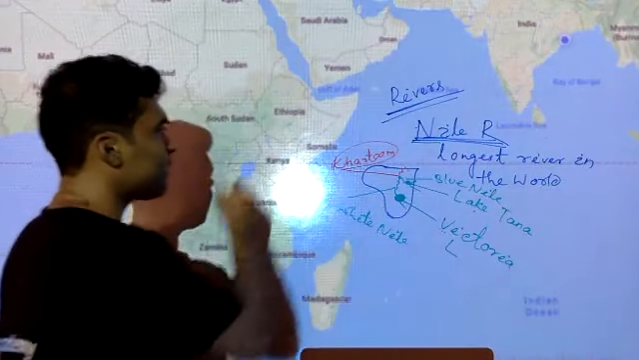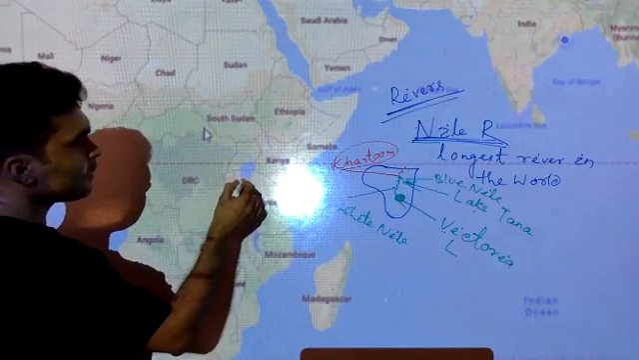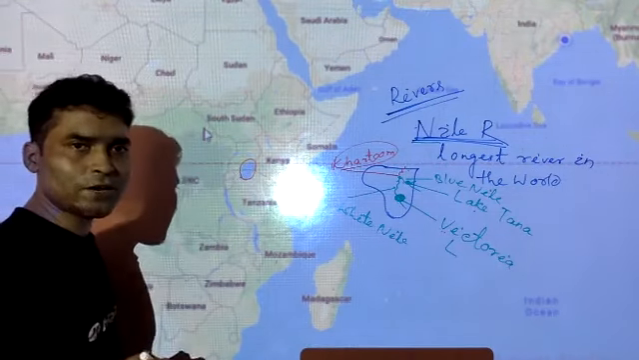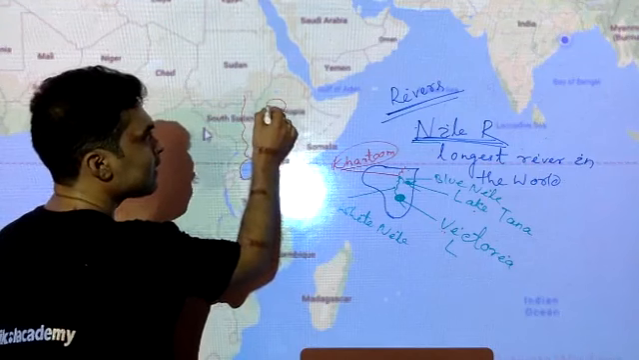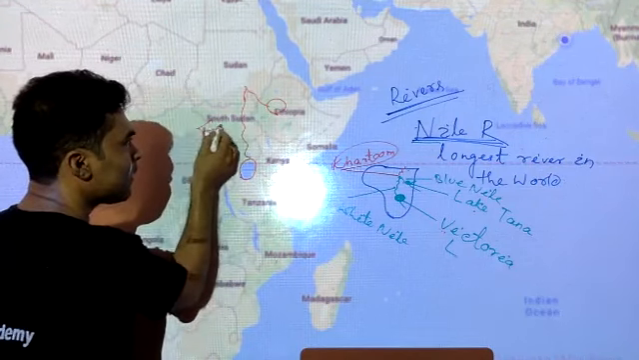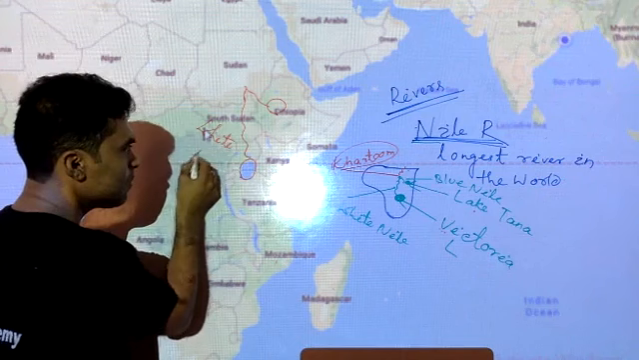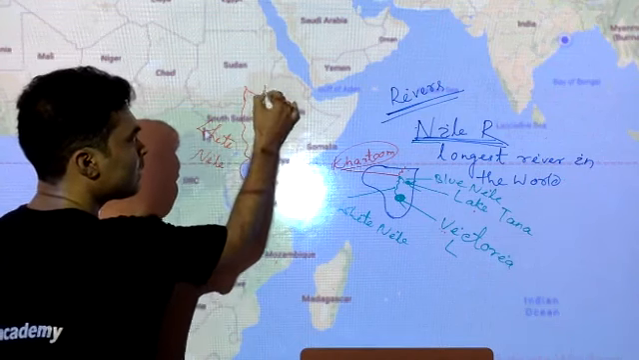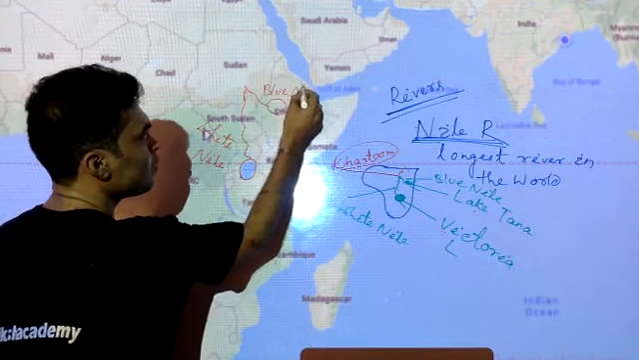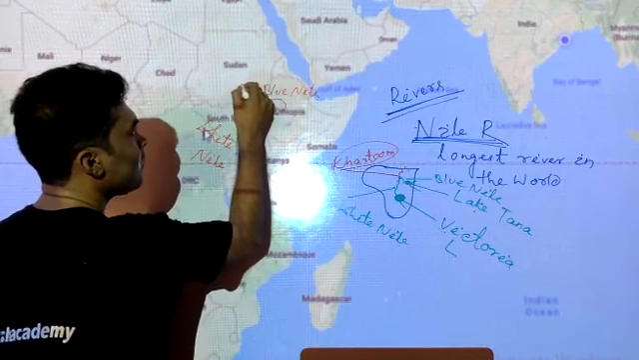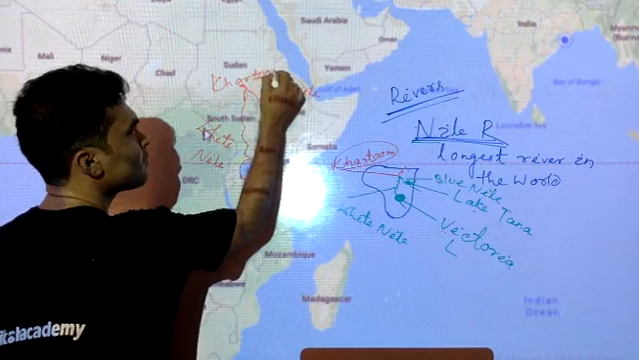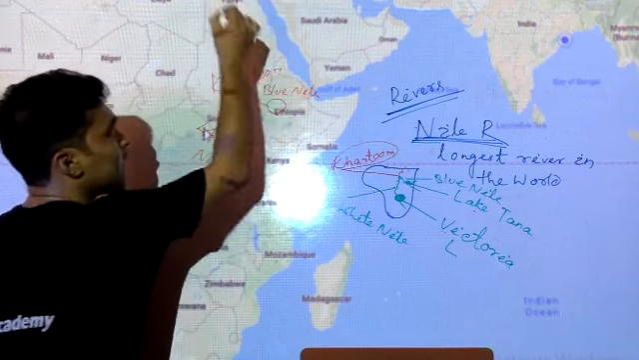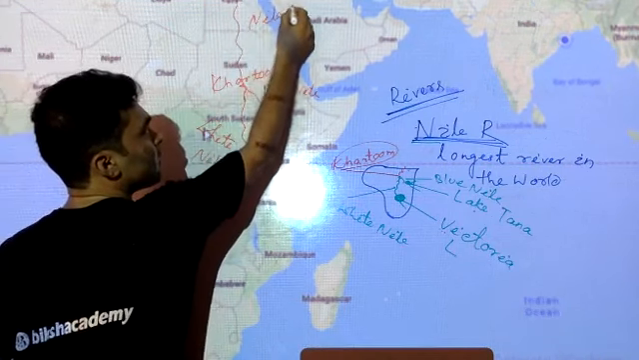So let's see here. Suppose this one is Victoria Lake, moving like this, and this is Tana Lake, moving like this. This is the White Nile, and this is the Blue Nile, meeting at Khartoum. Khartoum is the capital of Sudan. After that, it is moving as the Nile River. So the pure Nile River is here.